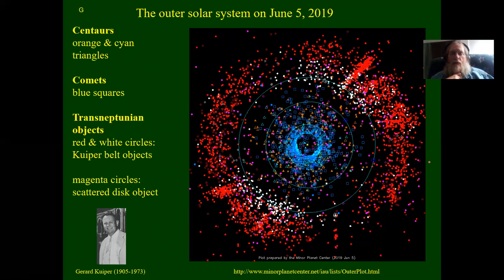All right. Here's a snapshot of every known object in the outer solar system on that same date. So now the innermost orbit, which is here, is Jupiter, and then Saturn, Uranus, and Neptune. Pluto is that symbol right there. Do you want to know where Pluto was at that time? And so anyway, you can see the centaurs are the orange and cyan triangles orbiting in this region. Comets, still blue squares. Then the various other symbols are subpopulations of trans-Neptunian objects, either the Kuiper belt or the scattered disk. There's Gerard Kuiper, who proposed the Kuiper belt back in the 50s when Pluto was the only thing out there that was known.